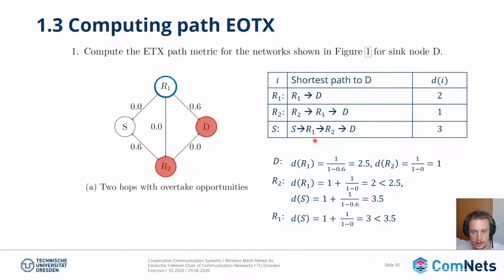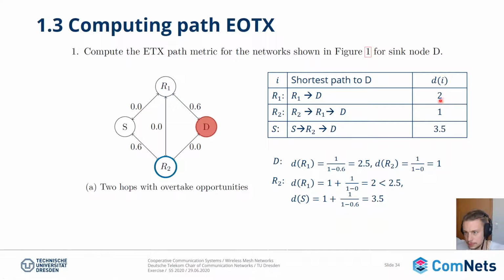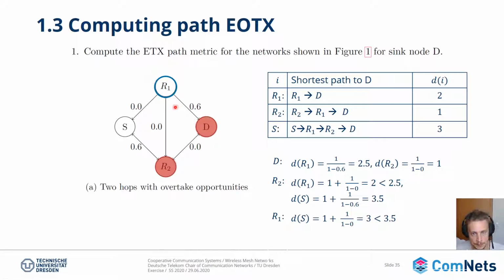At the last one, R1 has a lower path metric, it was 2 compared to 3.5, so we use this to update, and we can then update S distance, because it's the only node remaining, to 3 using this path here, only using the perfect links. So that is the ETX, the distance single path, 3 for node S.